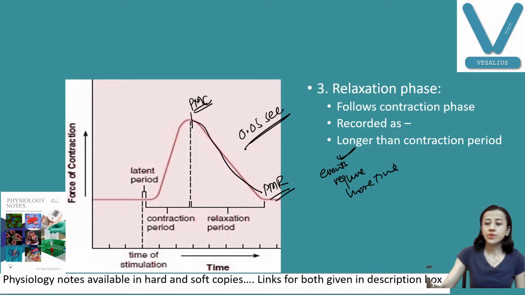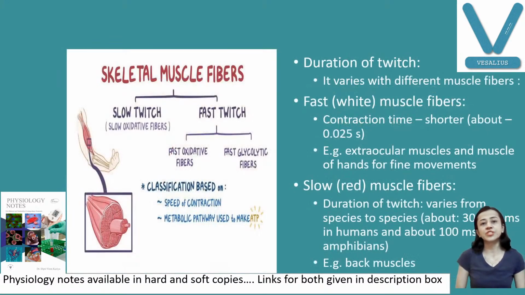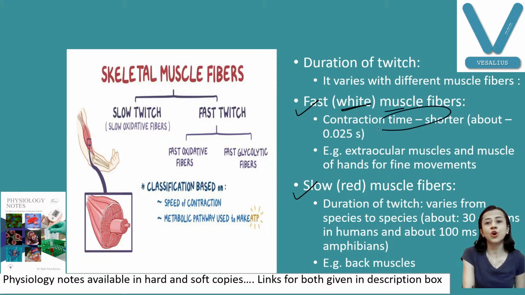Next is the duration of twitch. According to the duration of twitch, as we have discussed, we have two kinds of muscle fibers. Number one, fast muscle fibers, and second, slow muscle fibers. Fast muscle fibers are fast twitch or white muscle fibers, because their contraction time is short, only about 0.025 second, the total contraction plus relaxation period.